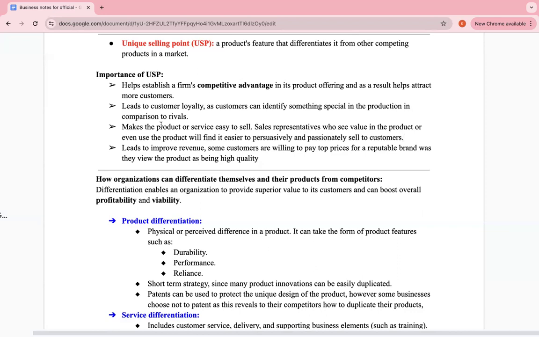It leads to improved revenue. Some customers are willing to pay top prices for a reputable brand, as they view the product as being high quality.